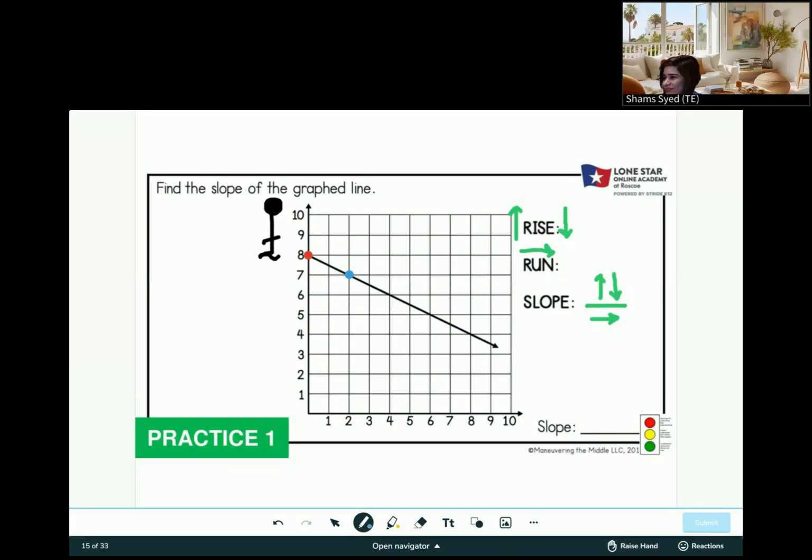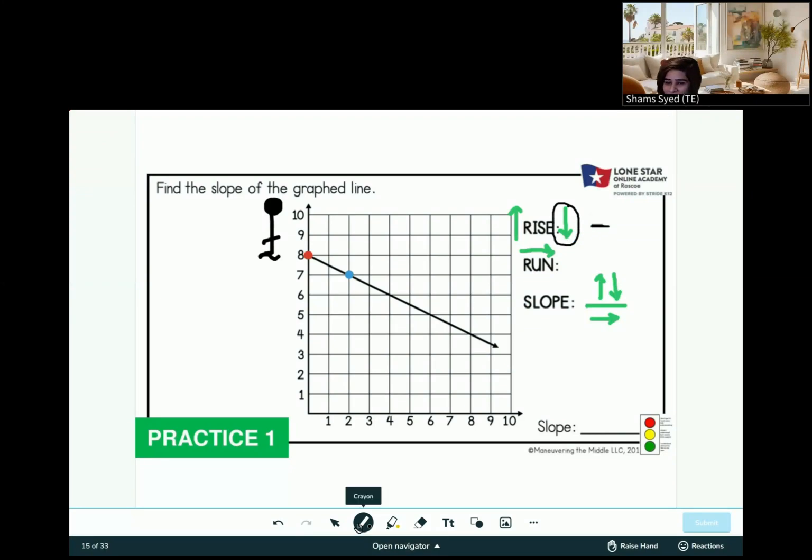Tell me thoughtfully, is the stick figure going to go down or up? Regina says the stick figure is going to go down. If it is going down, it is not rising, it is falling. Bryson, look at the stick figure. Even from red to blue, it is going down, down, down, all the way. So it is actually a fall, and a fall is going to be negative.